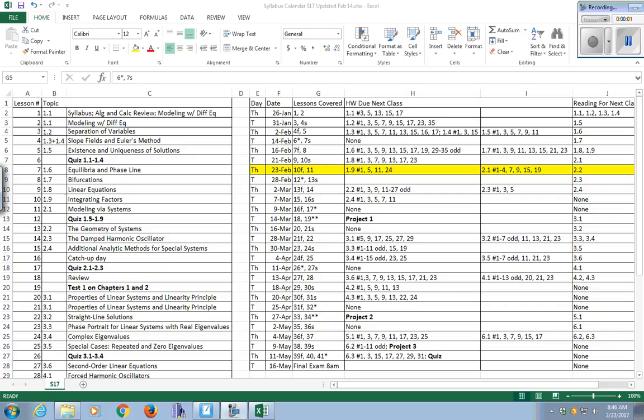Up our calendar and remind you that on Tuesday, next time I see you, we have a quiz. It'll be the group portion, individual portion like last time, and it's covering 1.5 to 1.9. So the demo and activities we're about to do right now will not be on the quiz, up through integrating factors.